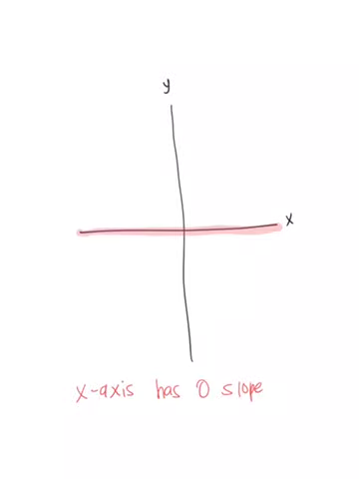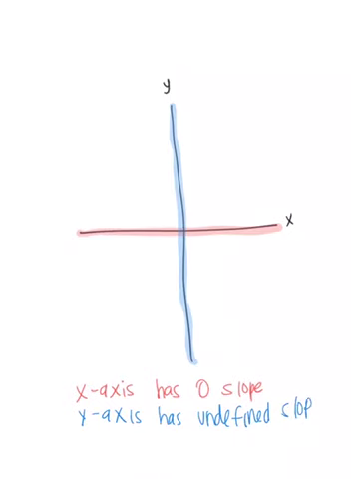Okay, now let's look at the y-axis. It's vertical. The y-axis has undefined slope. So you're going to be asked questions like this. Given the line y equals 2. So here's 1, here's 2 on the y-axis. So there's the line y equals 2. They'll say, what is a slope? Well, the slope would be 0 because it's flat.